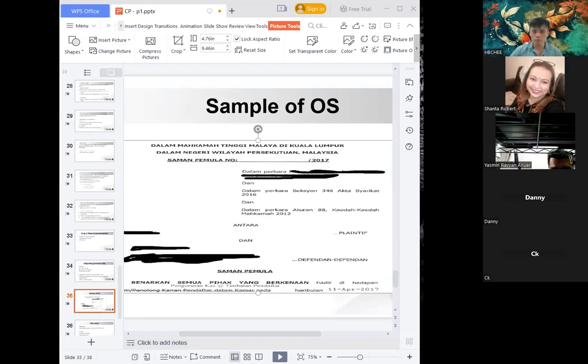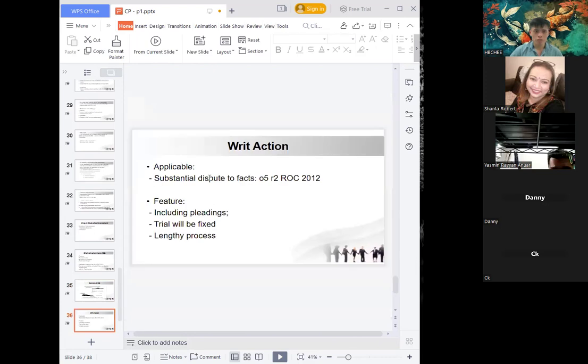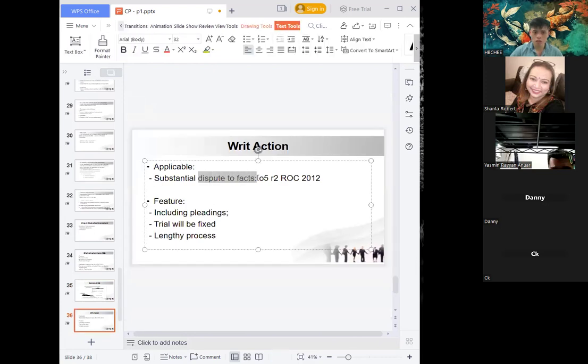Saman permula number. Then the next one is the writ action, where there is a substantial dispute as to facts. It means that now this is the version from the plaintiff, then there is another version of the story from the defendant. This is the so-called dispute as to facts, because you have to decide whether this took place or happened already.